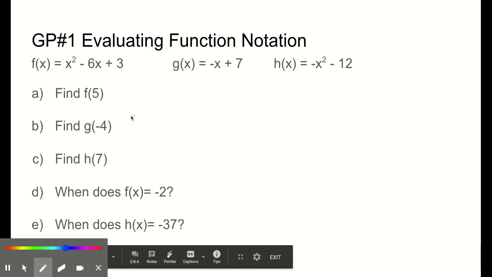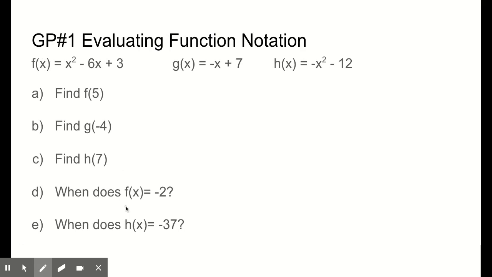So here we have different questions that we're being asked about the different functions. So for the first one, we're given f of 5. What this is telling me is to use function f, and we're going to input the 5. So f of 5 will be equal to, we replace all of the x's with 5. That's going to be 5 squared. Again, don't forget to use parentheses when you're plugging numbers in. Minus 6 times 5 plus 3.